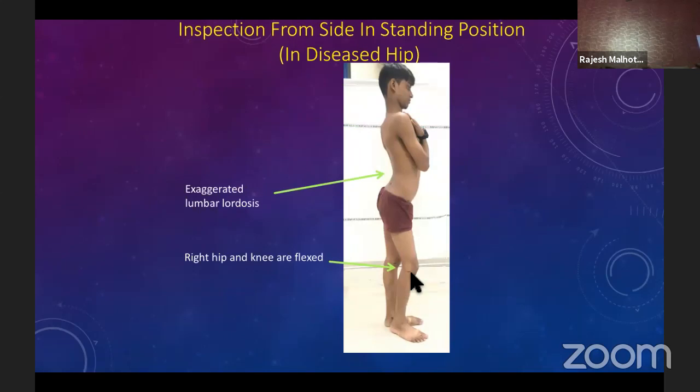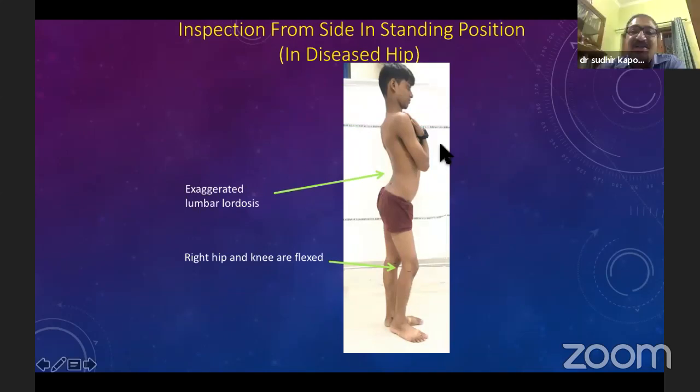Then you inspect the patient from the side. On the side, the things to be noted are the state of the lumbar lordosis as far as the hip joint disease is concerned. Like in this patient, there is increased lumbar lordosis, and the right hip and the knee are flexed. As you notice, the patient has been adequately and decently undressed to examine.